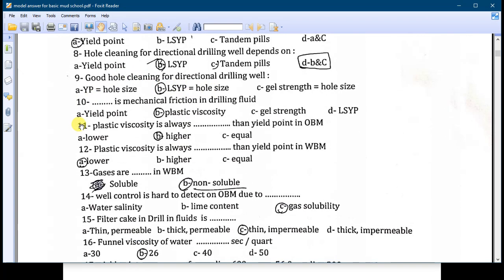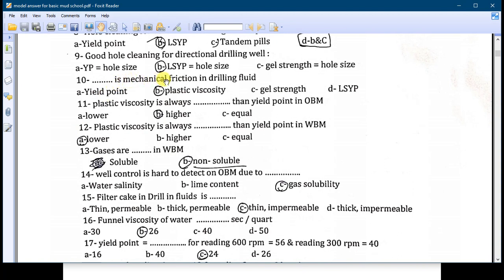Number 10, what is the mechanical friction in the drilling fluid? This is from the definition. It's the plastic viscosity, which is any substance strange in the formulation of the mud. It gives the mechanical friction, like, for example, water in oil-based mud. It is not homogeneous. Like solids in the mud, it is not homogeneous. So it gives the mechanical friction, which is the plastic viscosity.